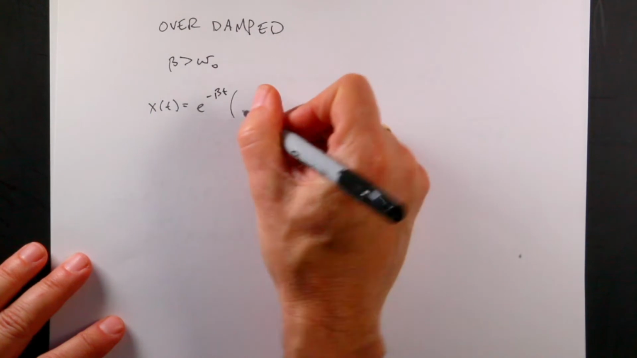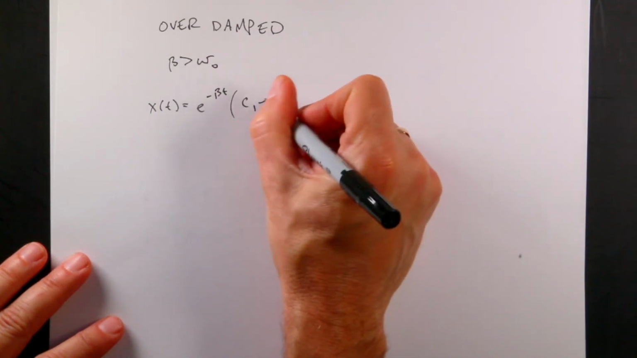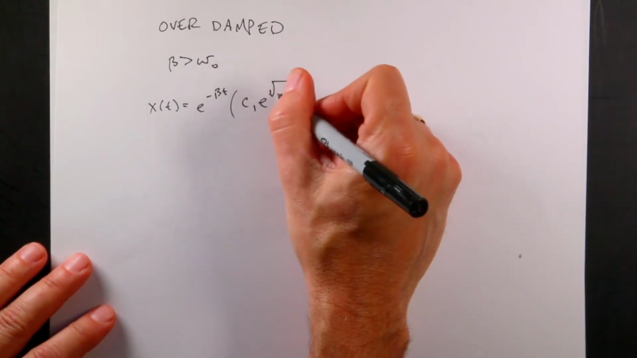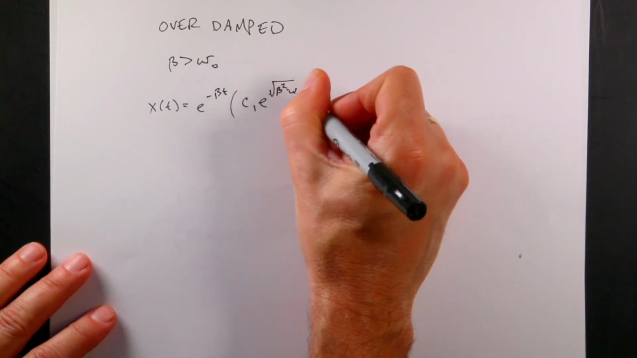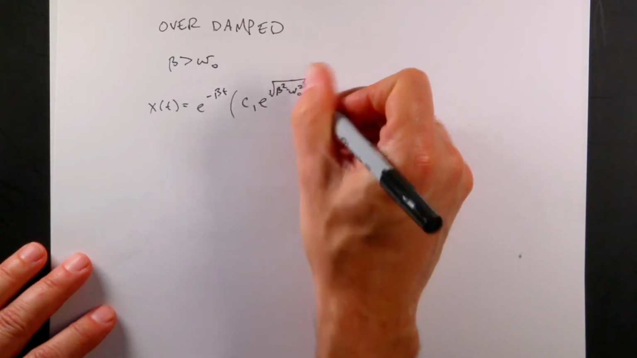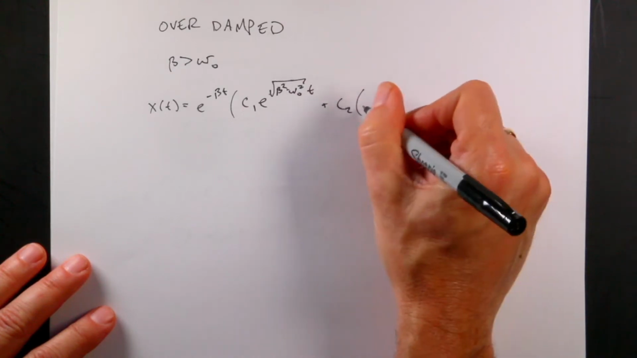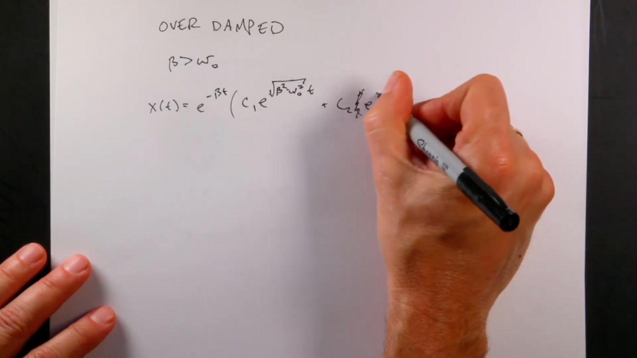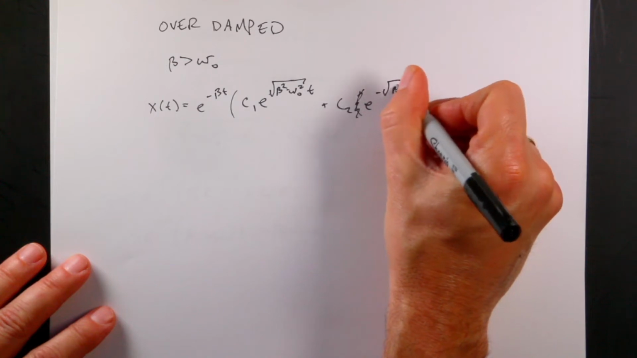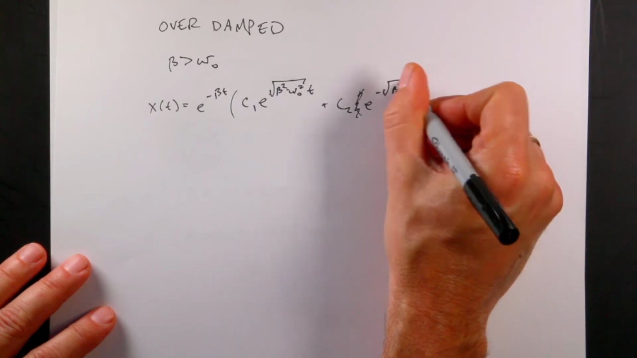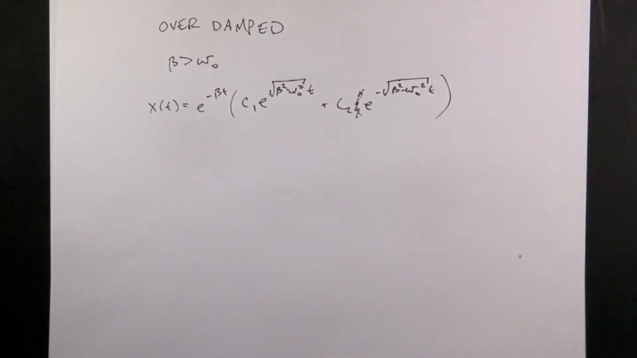Now I can write c1 e to the square root of beta squared minus omega naught squared t. That's an exponential term. Plus c2 times e to the negative square root of beta squared minus omega naught squared t. So it's not an oscillation.